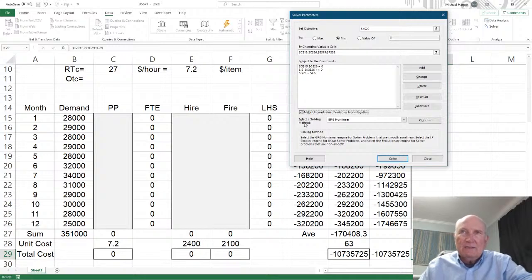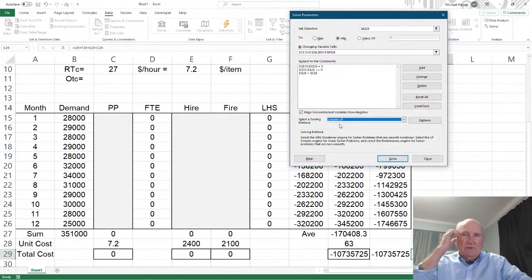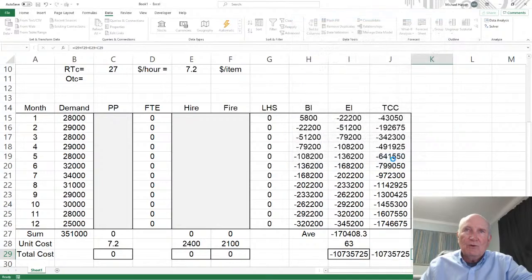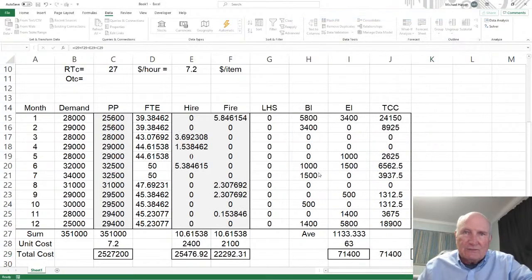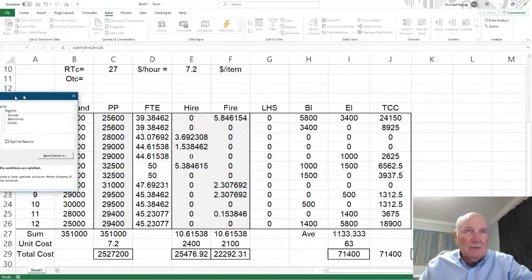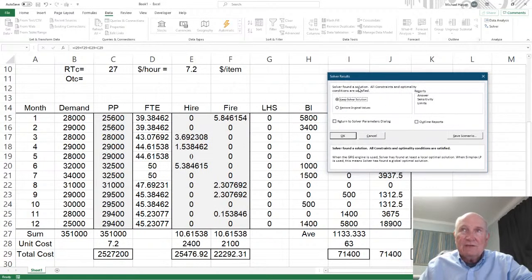Second, the solving method. When you open the menu here, we have nonlinear, simplex, evolutionary. Simplex is what we're doing because everything is linear. Everything is a linear combination. So always click that check and always click simplex for this homework assignment. Now I have it set up. When I say solve, boom, it does all the calculations for you. Hear the bell? That bell says Solver found a solution. All constraints and optimality conditions are satisfied.